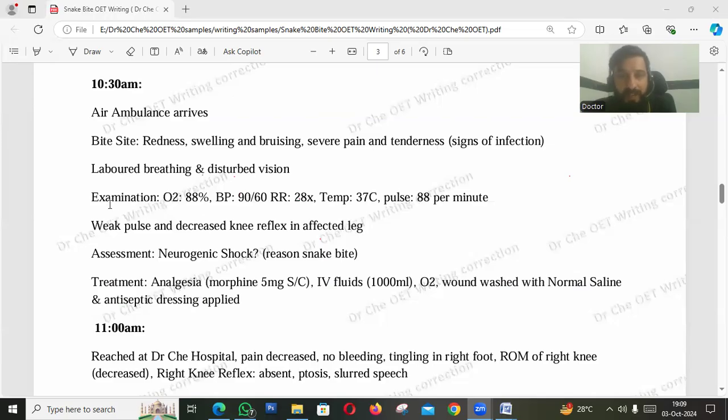Then write in the examination, her oxygen saturation was 88%, blood pressure was this, and she had a weak pulse and decreased knee reflex in the affected leg, okay? Then neurogenic shock was suspected, and she was treated with analgesics, IV fluids, O2, and her wound was washed with normal saline and antiseptic solution, okay, like this.